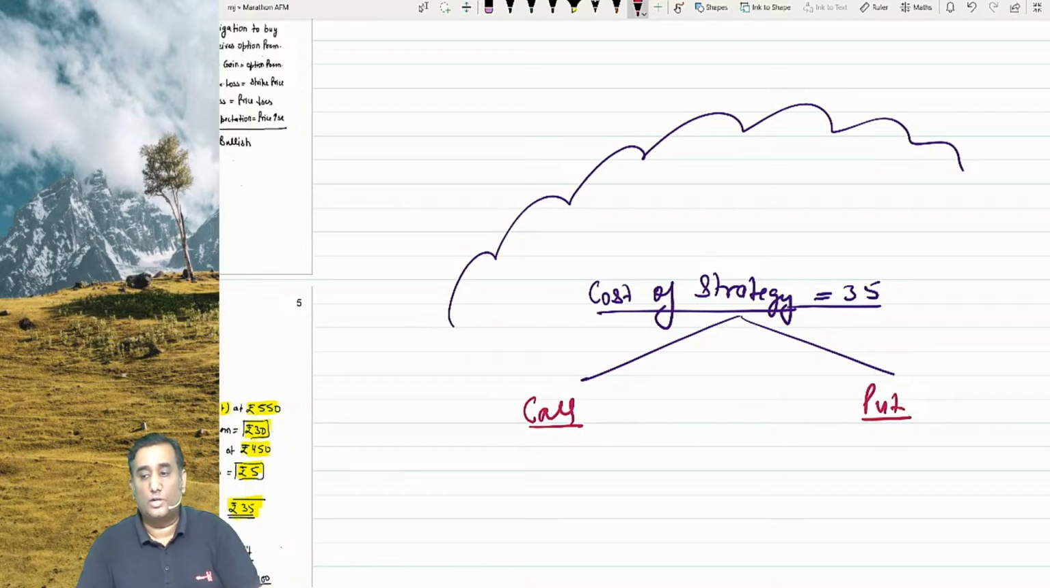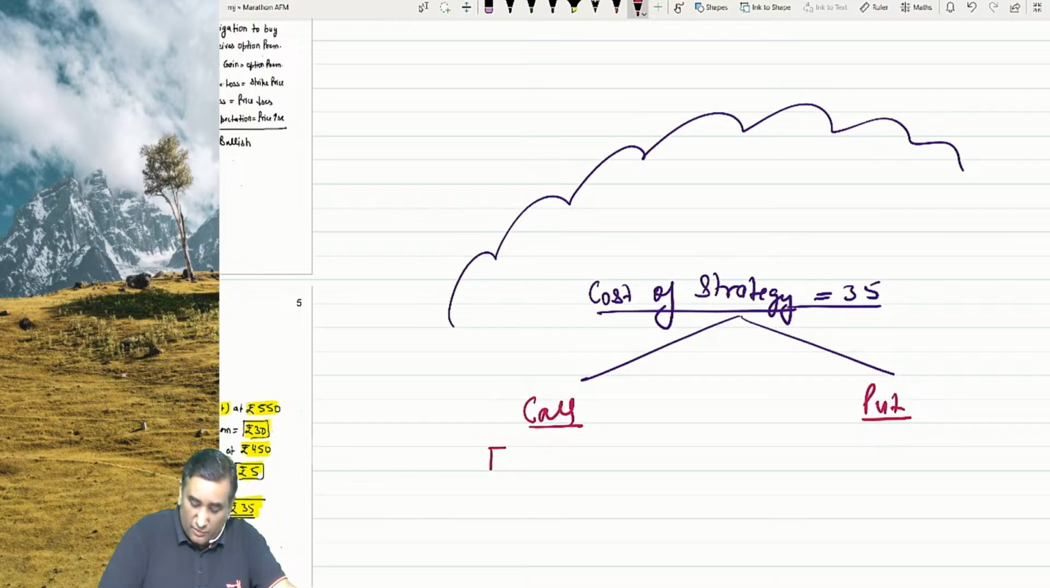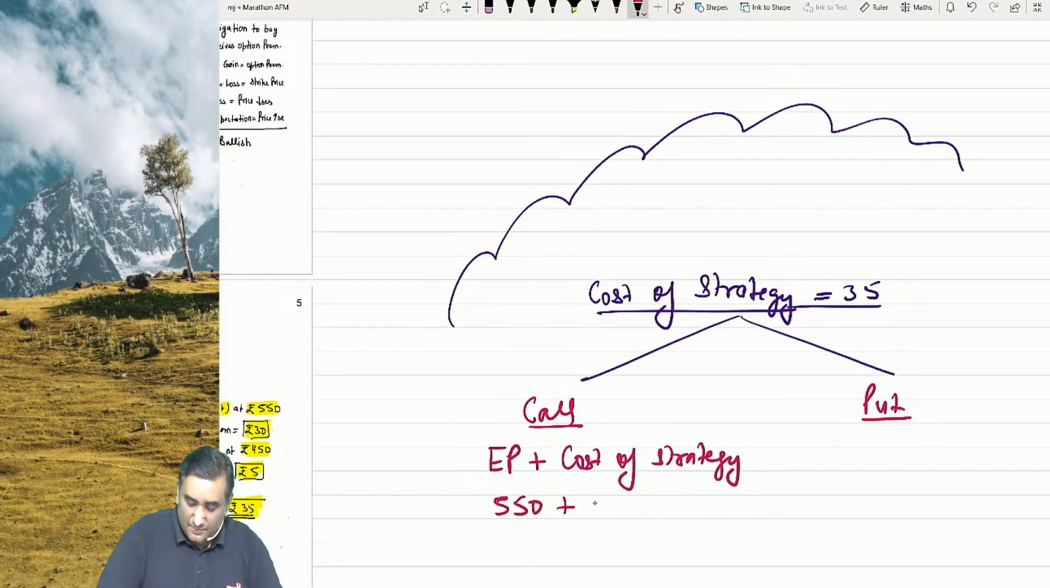How do I decide what my break-even is and when I will be in net profit? My call option is exercised on the upside or downside? Do not think of writer and holder at all, please. Call is upside. That means my profit will come if the price goes above the exercise price. Since I have to cover the cost of strategy, we add the cost of strategy. This will give me my break-even. It was 550 plus 35, so my break-even comes at 585.